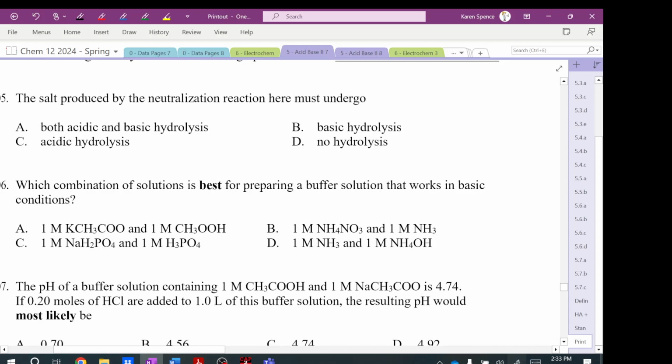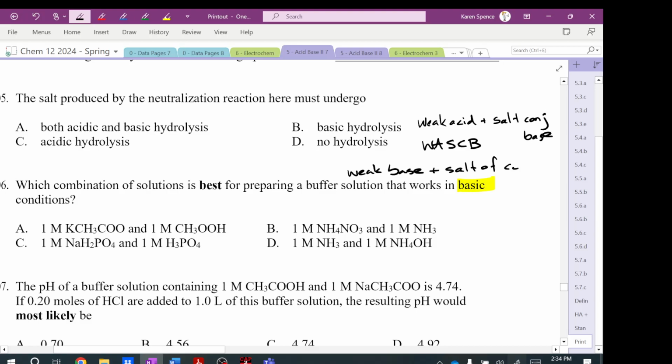Which of the following is best for preparing a buffer solution that works in basic conditions? So you have a choice of using a weak acid plus the salt of the conjugate base, or a weak base plus the salt of the conjugate acid.